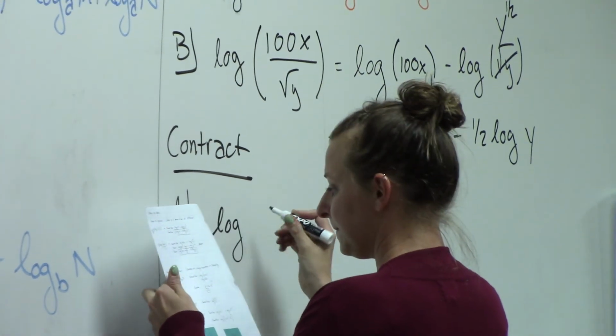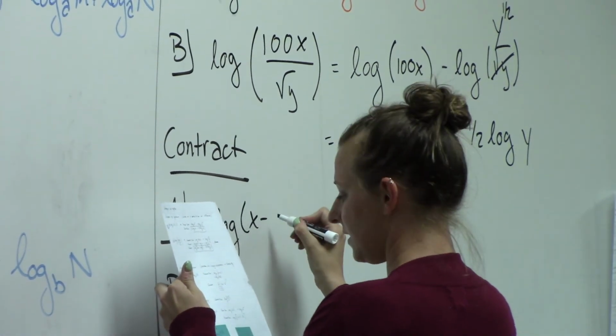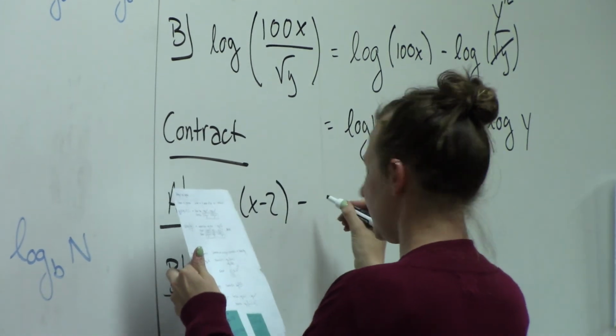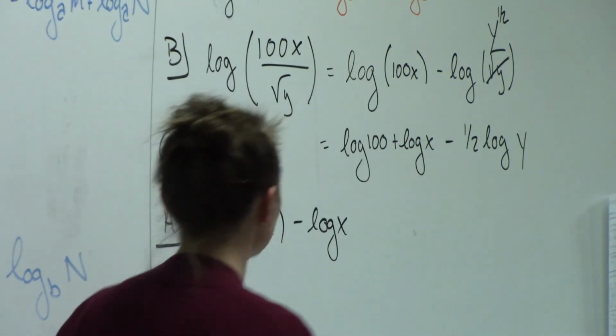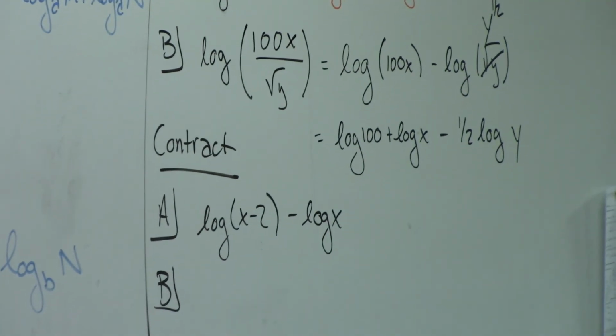Log x minus 2 minus log x. And remember, we're going to contract, so we're going to be using these rules in reverse.